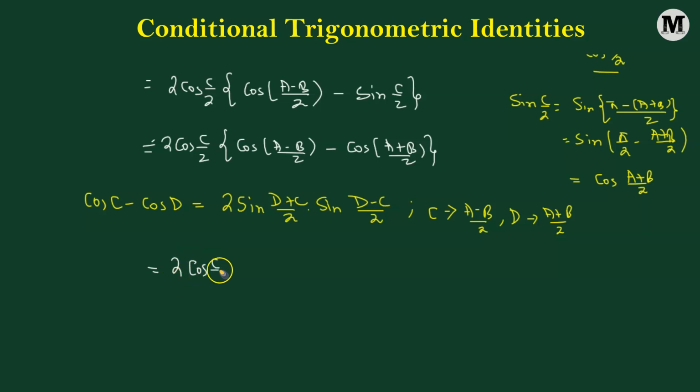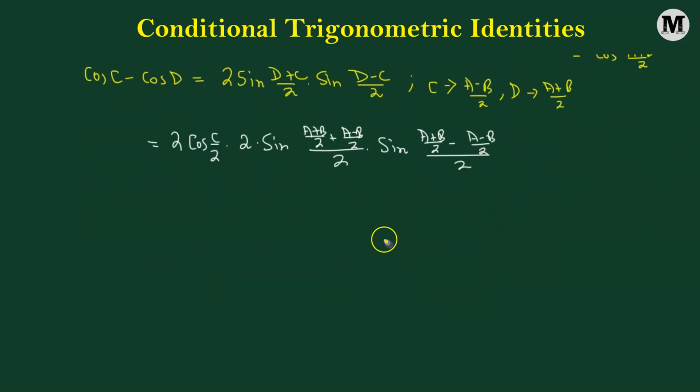Now we have 2 times cosine of angle C over 2. So cosine of some angle A minus B over 2 minus cosine of another angle, which is A plus B over 2, is simply going to be 2 times sine of, so what we need is D plus C over 2. Now D is A plus B over 2 and C is A minus B over 2. So when we add both of them, let's do that. A plus B over 2, this is D, added to A minus B over 2 whole divided by 2. And then this is going to get multiplied to sine of D minus C over 2. That means we have A plus B over 2 minus A minus B whole divided by 2.